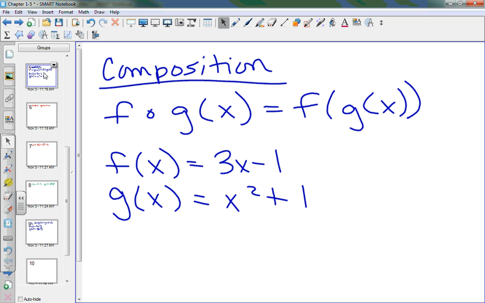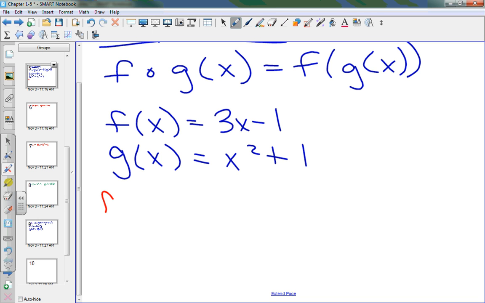Now, I give you f of x equals 3x minus 1, and g of x is equal to x squared plus 1. Now, what do I want you to do? I want to do f of g of x. Now, many of you do not like that little circle in there, so go ahead and replace it with a parenthesis. That's legal. Now, in mathematics, which way do we work? Left to right, and if we have parentheses, from the inside out, correct?